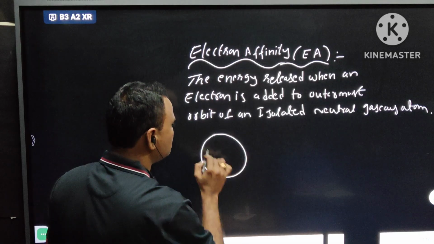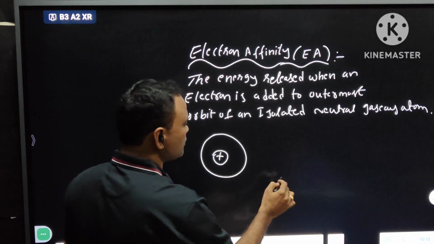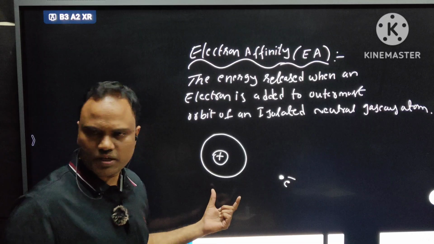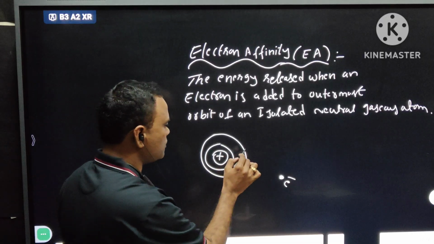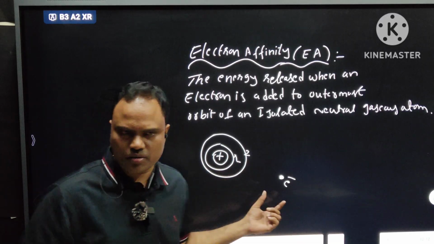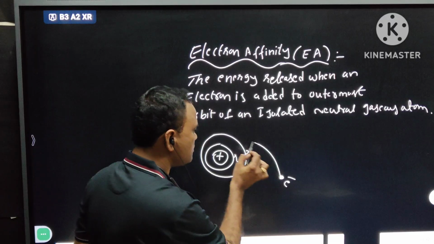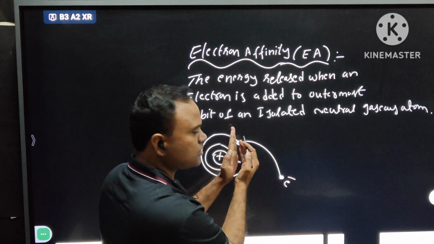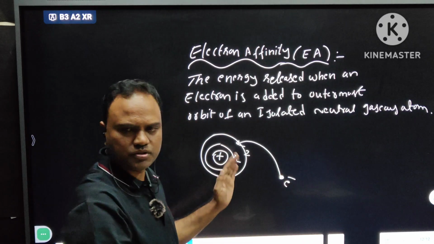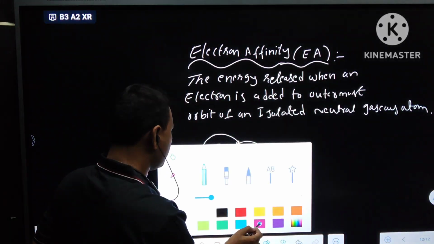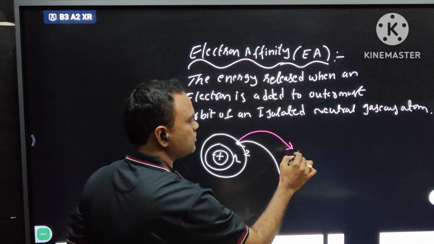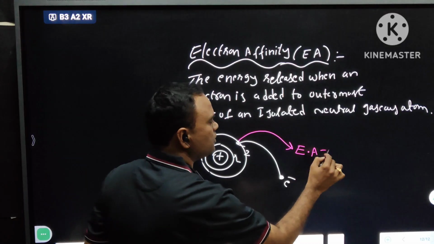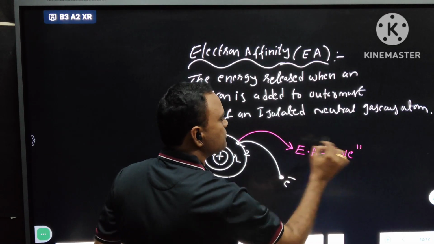Look at this, one of you. This is one electron, this is the atom, and this is the outermost orbit. The second orbit is the outermost orbit. You are adding an electron. When you add an electron, energy is released. That released energy is called electron affinity, and it is negative in general.